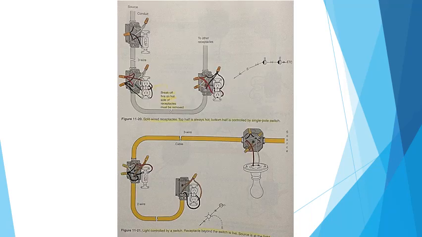11-20 Top, split wired receptacles. The top half is always hot. The bottom half is controlled by a single pole switch. 11-21 Bottom, light is controlled by a switch. Receptacle beyond the switch is alive. The source is at the light.